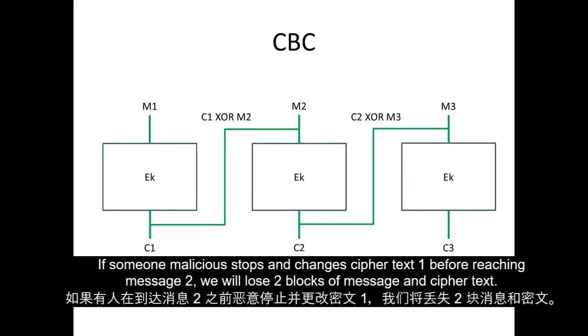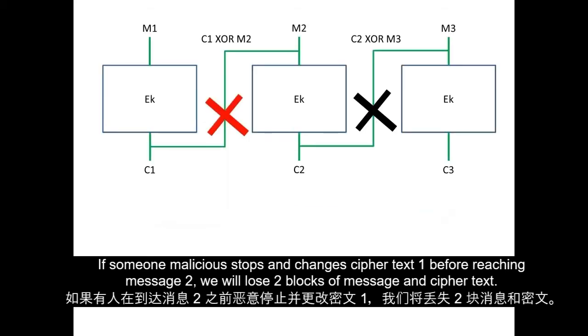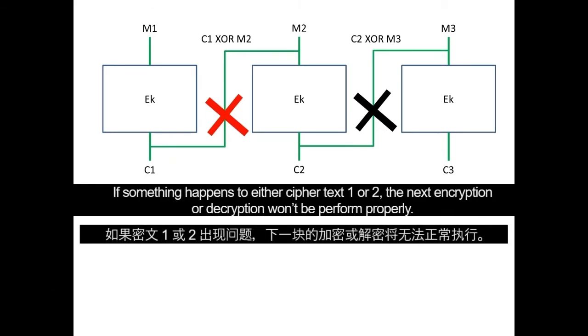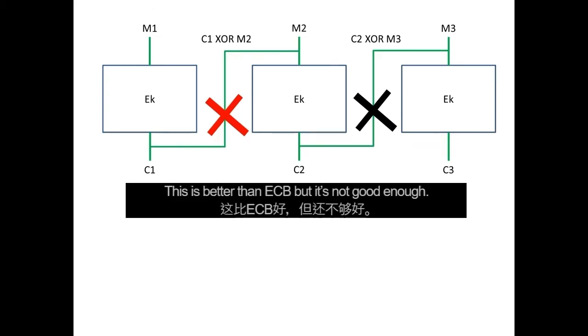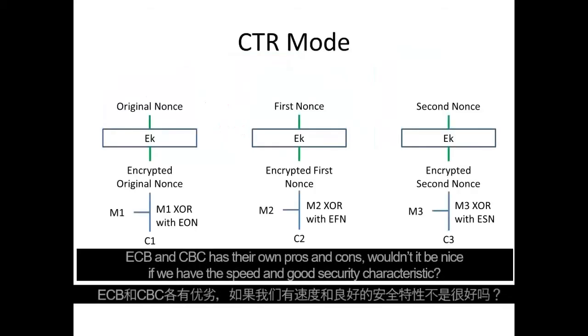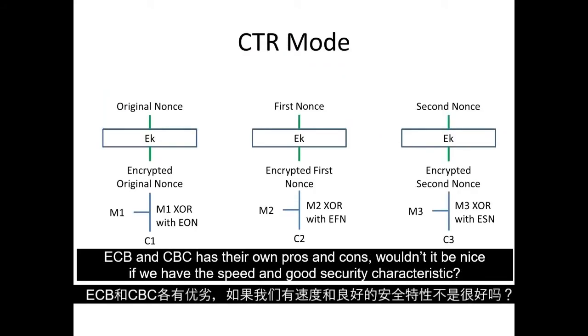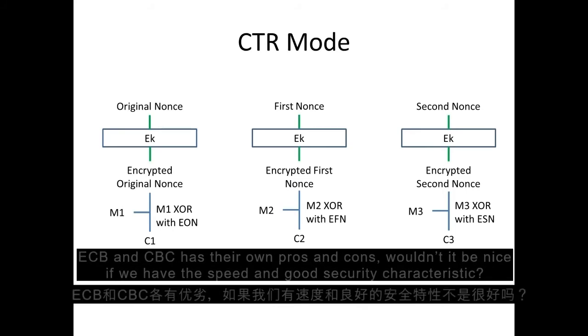If someone malicious stops and changes ciphertext 1 before reaching ciphertext 2, we will lose 2 blocks of message and ciphertext. If something happens to either ciphertext 1 or 2, the next encryption or decryption will not be properly performed. This is better than ECB, but it is not good enough. ECB and CBC has their own pros and cons. Would not it be nice if we have the speed and good security characteristic?